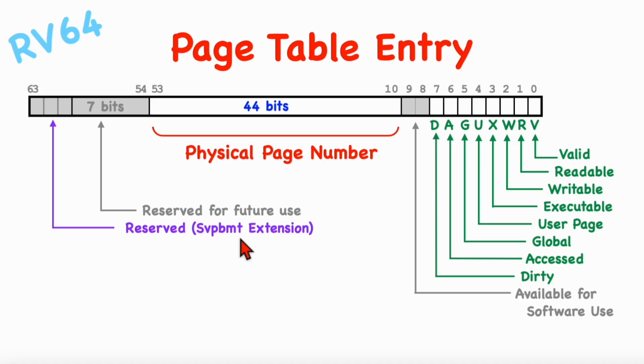SvPBMT. That stands for Page-Based Memory Types. I'm not going to describe this extension at this time, but it has to do with caching and constraints on the ordering of memory operations. This stuff is becoming more important for multi-core machines as time goes on, with all kinds of caching and the associated issues with the ordering of operations.